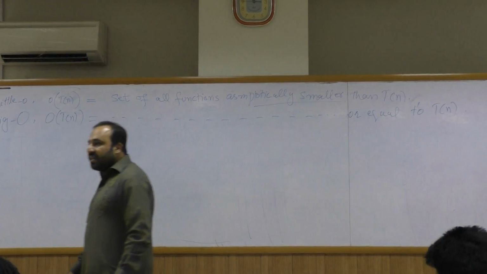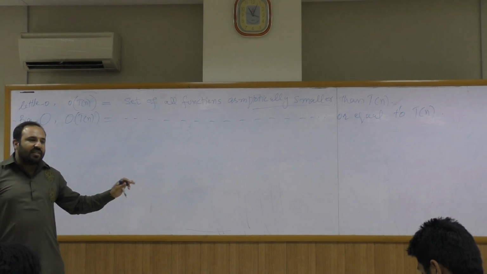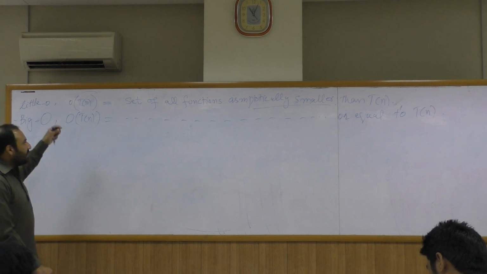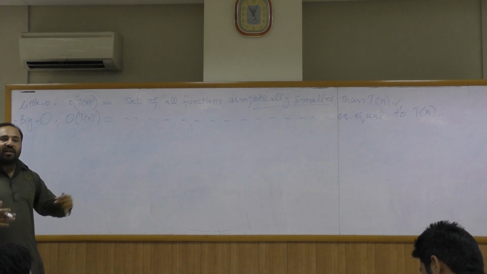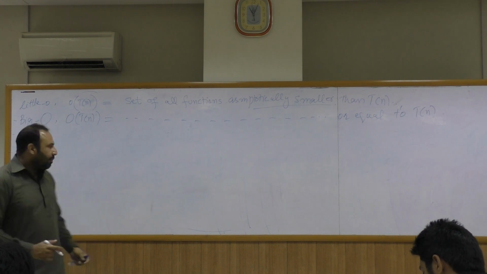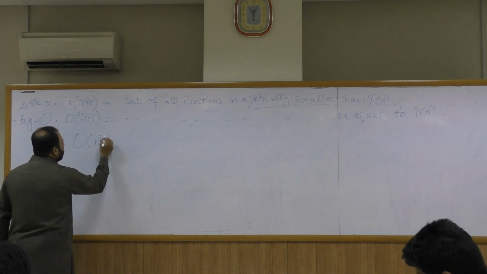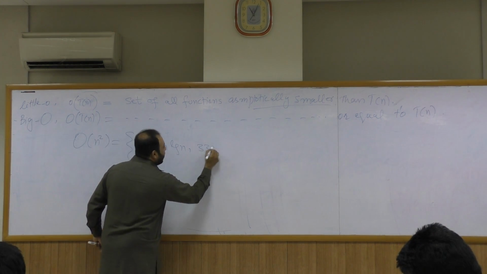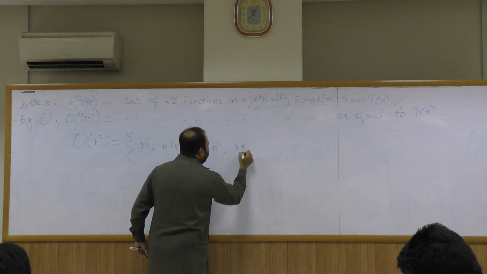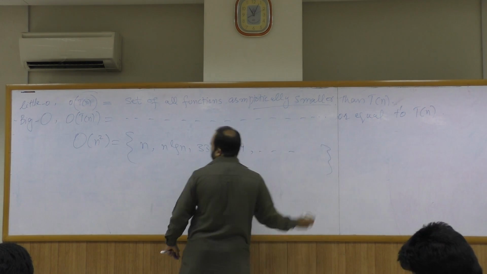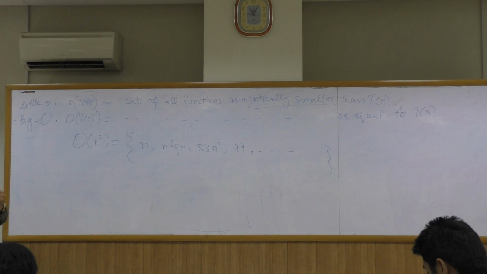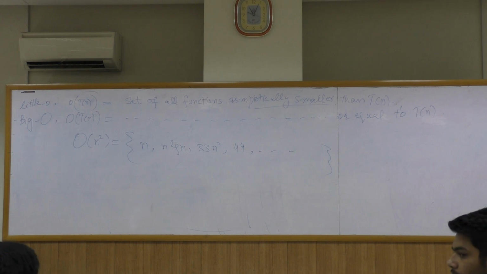Because this contains all the functions that are smaller than this and all the functions that are equal to this, asymptotically. So it is a set that contains all smaller functions as previously, but all equal functions also. For example, big O of n squared contains n log n, 33n squared, 49 simply, and so on. So the functions that are equal to n squared and smaller than that. This set is called big O.